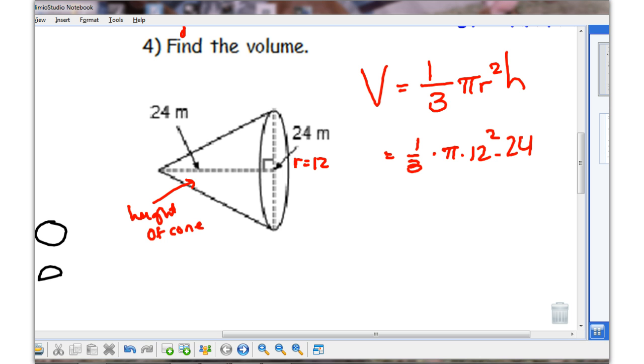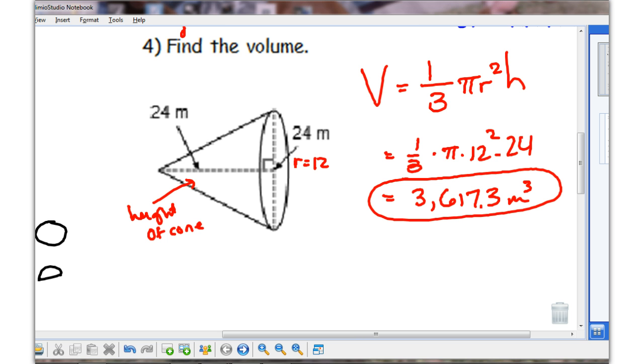So when we multiply it all out, this is kind of interesting, we end up getting the same answer as before. The reason they're the same is because they're different figures, but we were doing volume of both of them, and they're all kind of related. But 3,617.3.